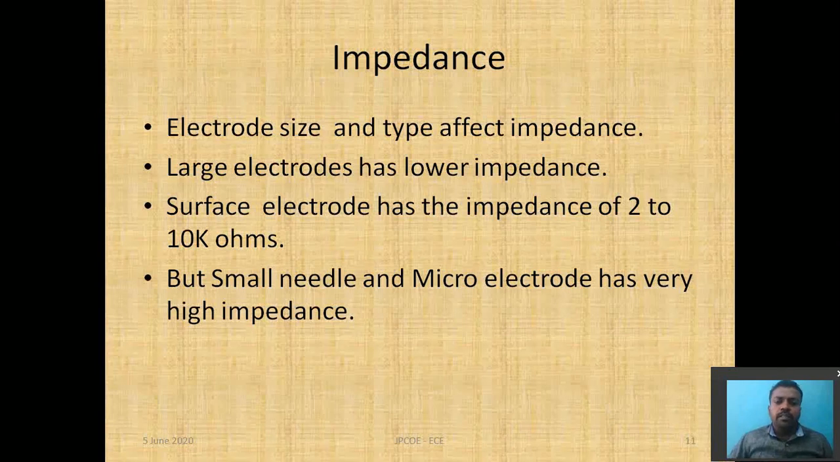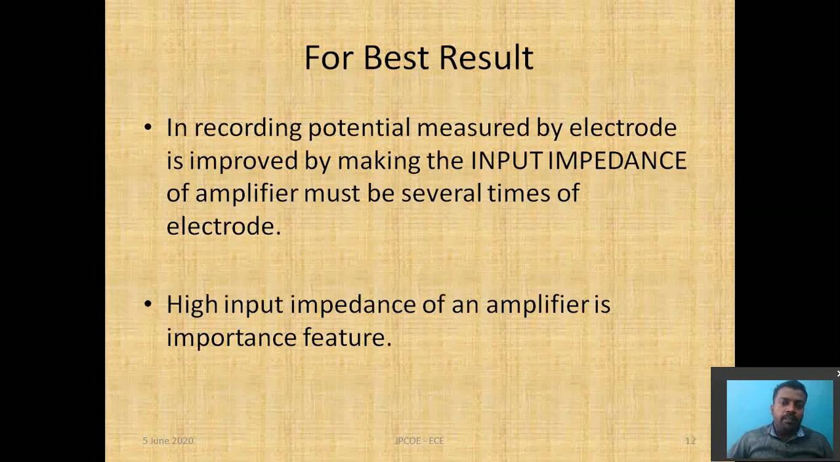Then a surface electrode has an impedance of up to 10 kilo-ohms, but a needle electrode or microelectrode has very high impedance, because the size is very small compared to a surface electrode. Now, to get the best result, we must measure the biopotential in the correct manner.